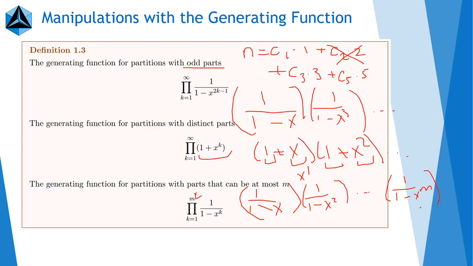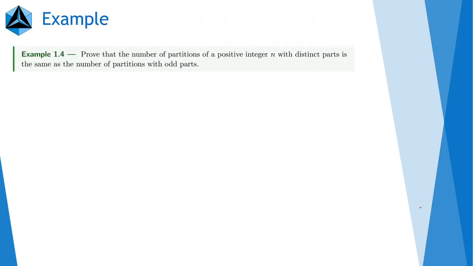All right, let's move on. So here's an example. Let's do a little problem here. Prove that the number of partitions of a positive integer n with distinct parts is the same as the number of partitions with odd parts. So, the generating function for the number of partitions with distinct parts is this one.